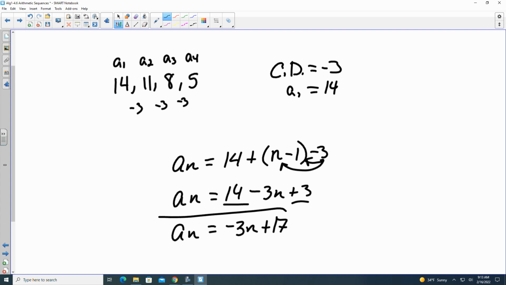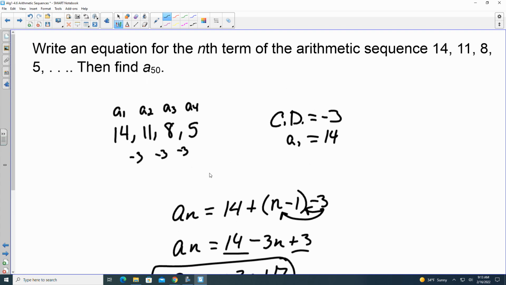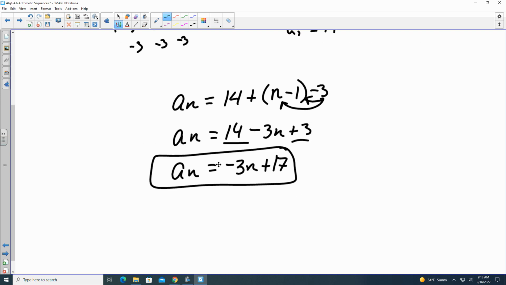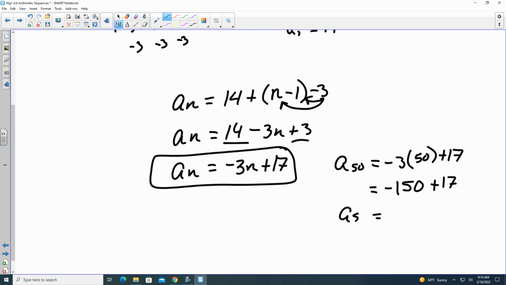From here, they asked to find the value of a sub 50. So all we're going to do now is say a sub 50 is going to be equal to negative 3 times n, and now n is 50, added to 17. So negative 3 times 50 gives me negative 150, plus 17. Combine those together, and that means that a sub 50, the 50th spot in the sequence, is going to be negative 133.